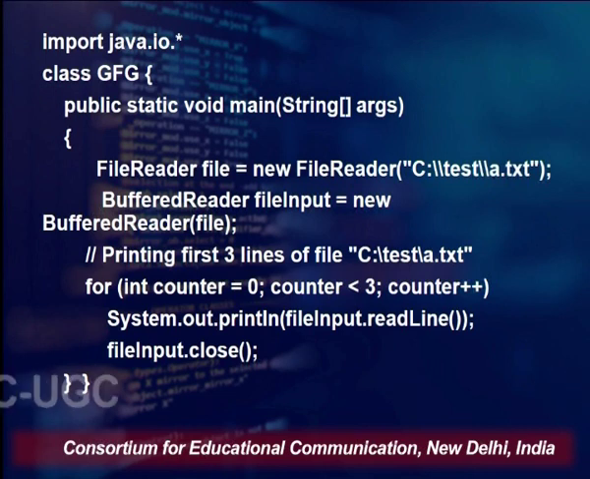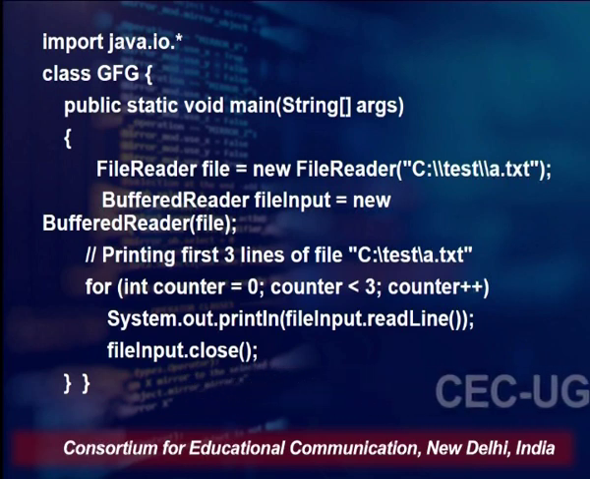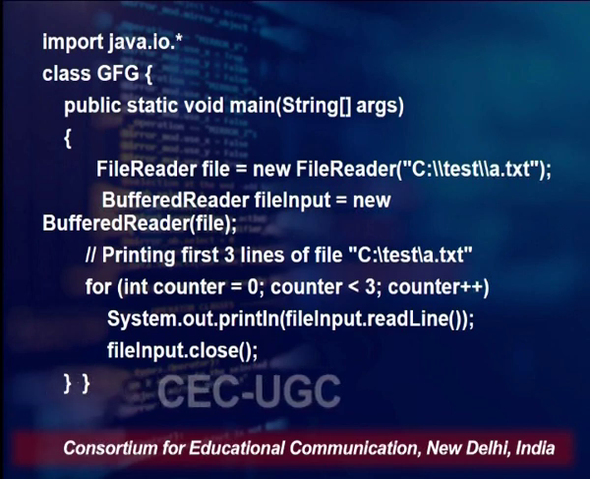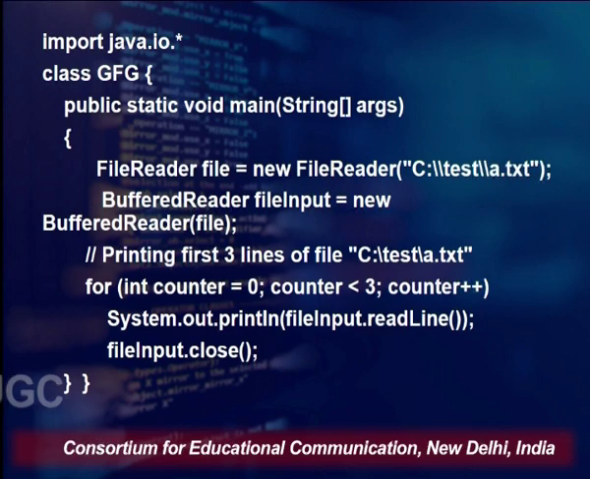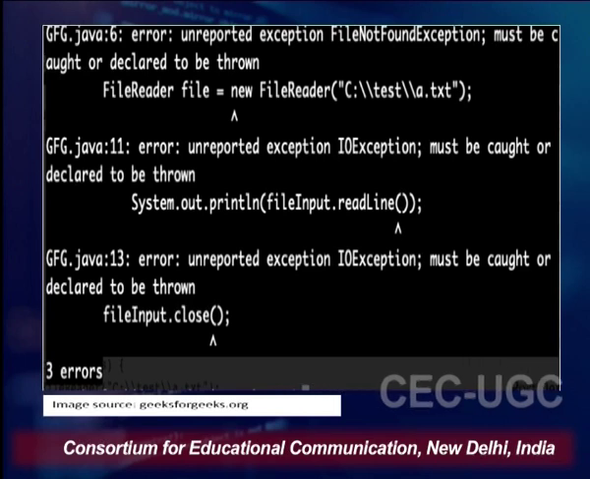So, file input dot read line and then file input dot close. Now, this is a program which is trying to read the 3 lines from that particular file whose path we have given. So, now the question is, we are going through the topic of checked exception. What is going to happen when we compile this program?